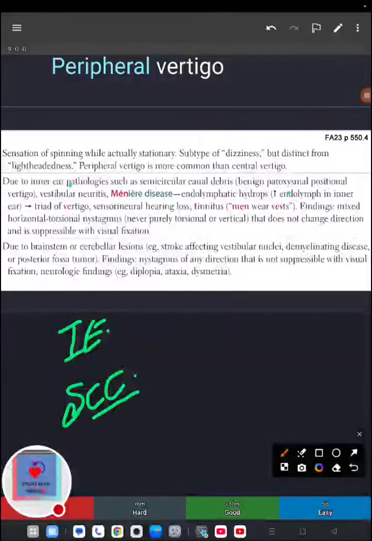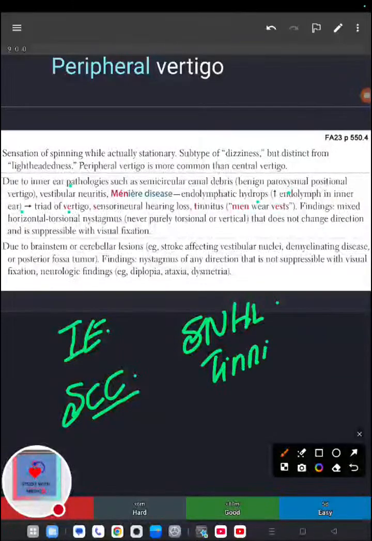Meniere's disease, what happens? Endolymph production is more, it is not able to drain. Okay, so endolymphatic hydrops, increase in endolymph in inner ear. So this is a triad of vertigo. What will happen in the triad? Sensory neural hearing loss will be there. Hearing loss, tinnitus will occur. Tinnitus. Men wear vest. So Meniere's, men wear vest. Okay, so sensory neural hearing loss.